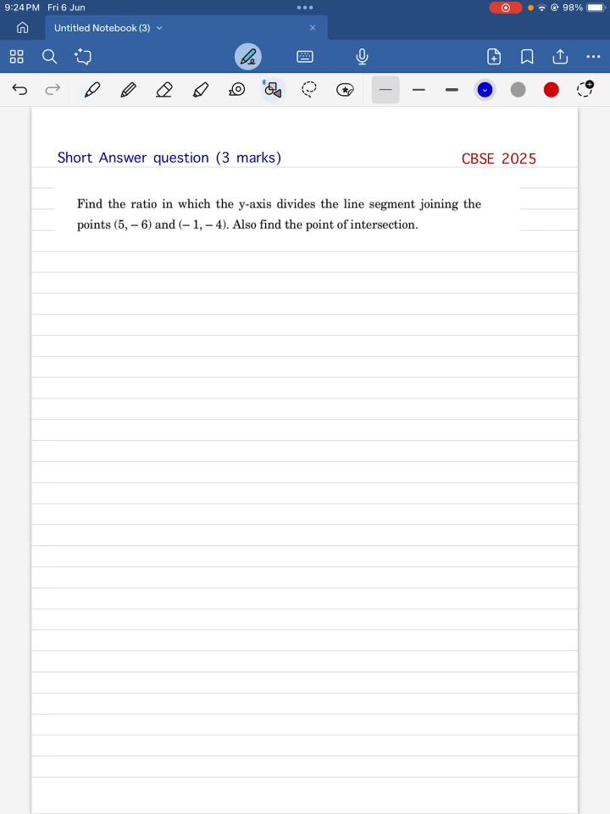Okay, so let me make a rough sketch of what they've given in the question. They've said that there are 2 points A and B whose coordinates are (5, -6) and (-1, -4). And they've said that the y-axis divides it in some ratio, and you're expected to find that ratio. Let me take the point P as (0, y), because I know that any point on the y-axis will have coordinates (0, y). Okay, and let me assume that the ratio is k:1. Let the ratio be k:1. Okay, so I'm just marking k:1 here.